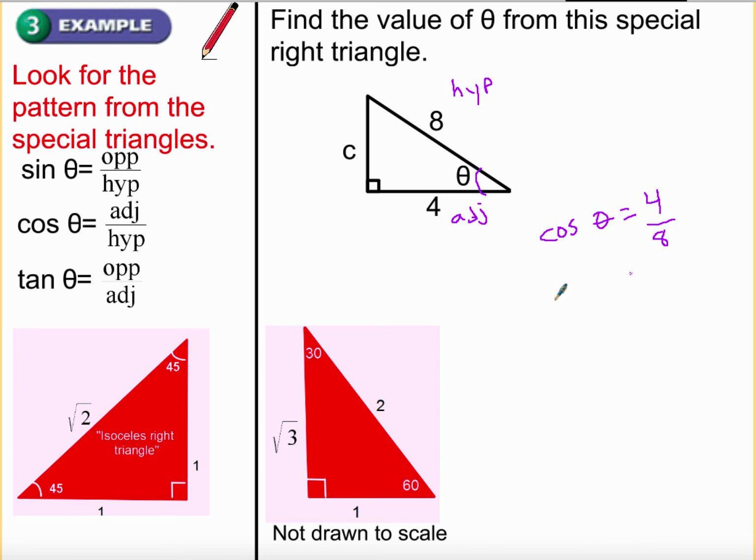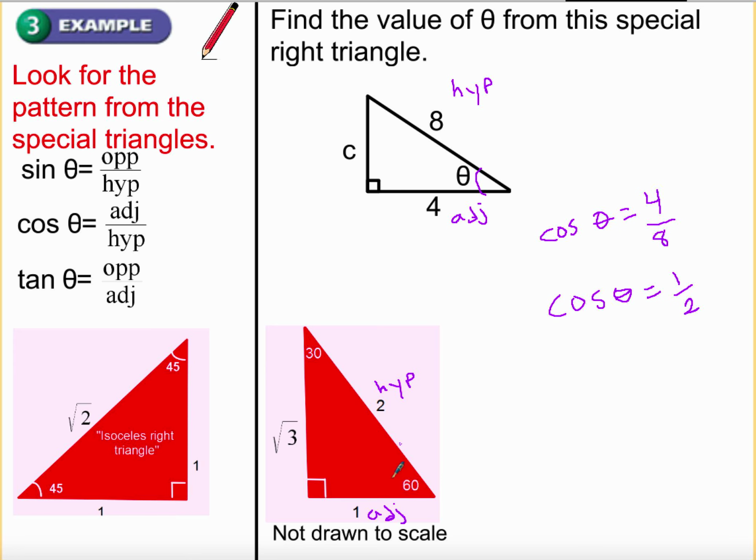So 4/8 reduces to 1/2. Which one of these angles has a cosine of 1/2? Cosine is adjacent over hypotenuse, so which one has a hypotenuse of 2? Again, this triangle has a hypotenuse of 2. Which one of these angles is the 1? Well, this guy's got to be the 1, right? Because it's 1. So this is the adjacent side.